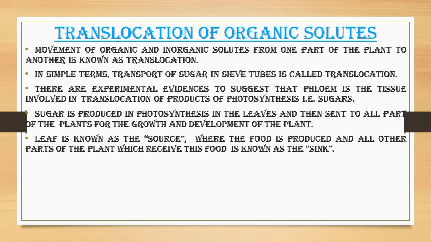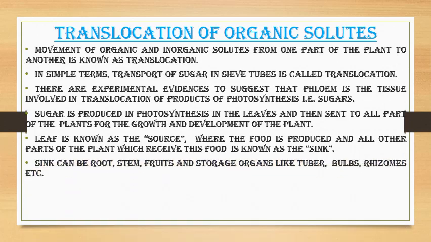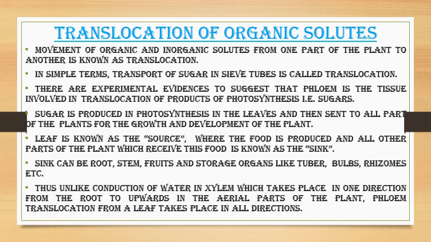Leaf is known as the source where the food is produced, and all other parts of the plant which receive this food are known as the sink. Sink can be root, stem, fruits and storage organs like tubers, bulbs, rhizomes, etc. Thus, unlike conduction of water in xylem, which takes place in one direction from the root to a bud in the aerial part of the plant, phloem translocation from a leaf takes place in all directions.